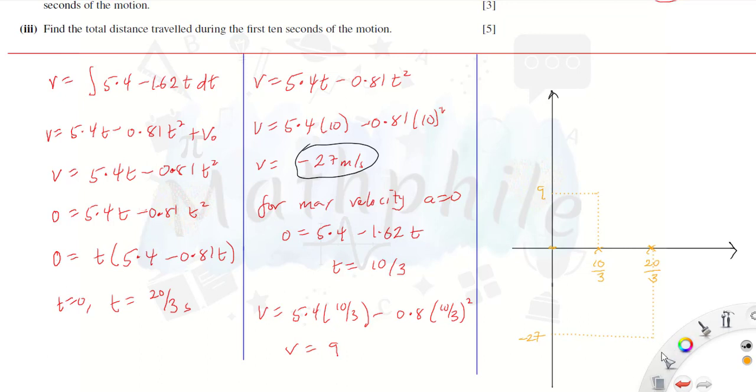Okay, so with this basic information, we should be able to sketch the curve. Now it's a concave, it's a quadratic curve of this nature. So this is going to be the turning point, and it passes through this one.